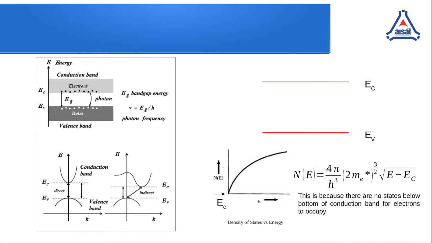As we move on, we will represent the conduction band and valence band using a single line rather than a band. As shown on the right side of the screen, the conduction band will start from EC upwards, and the valence band will be from the energy level EV downwards.